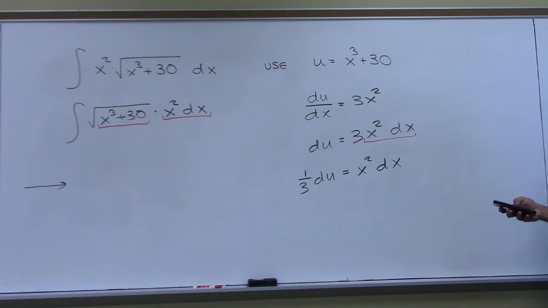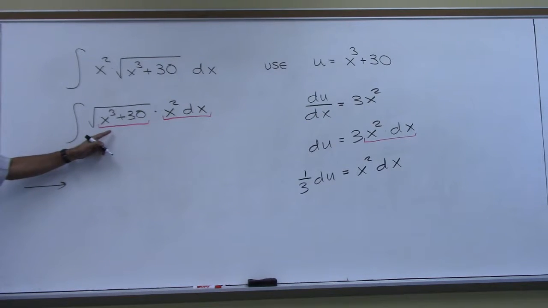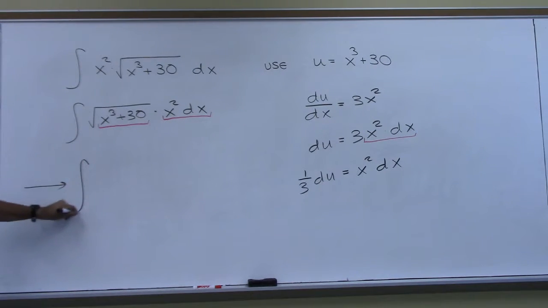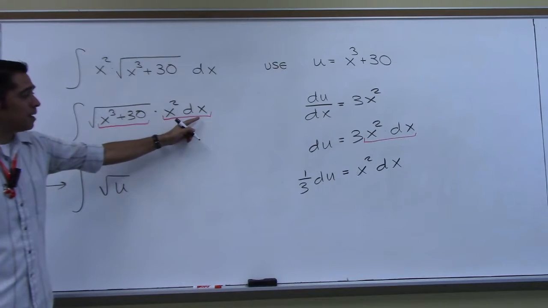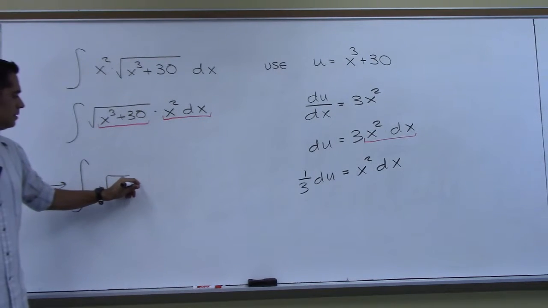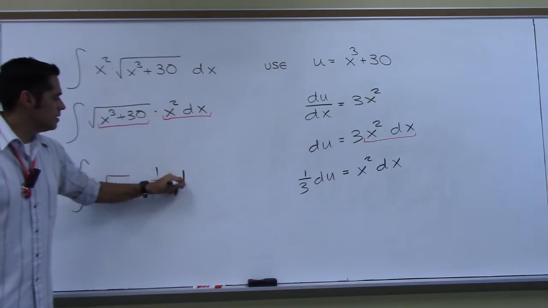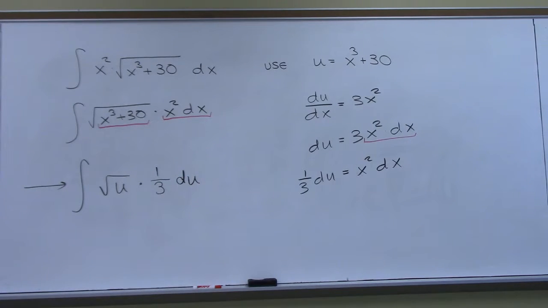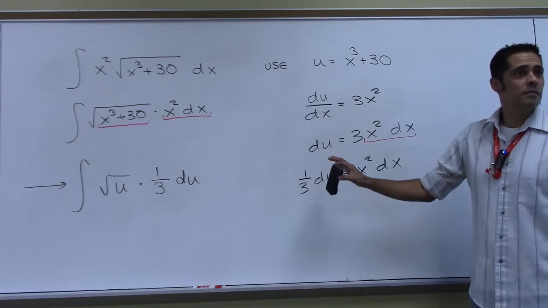What is that integral going to turn into? What am I replacing x cubed plus 30 with? You're going to replace it with the u. Yes. What is x squared dx being replaced with? So you're replacing it with the 1/3 du, right? 1/3 du. Does anybody have questions on that?